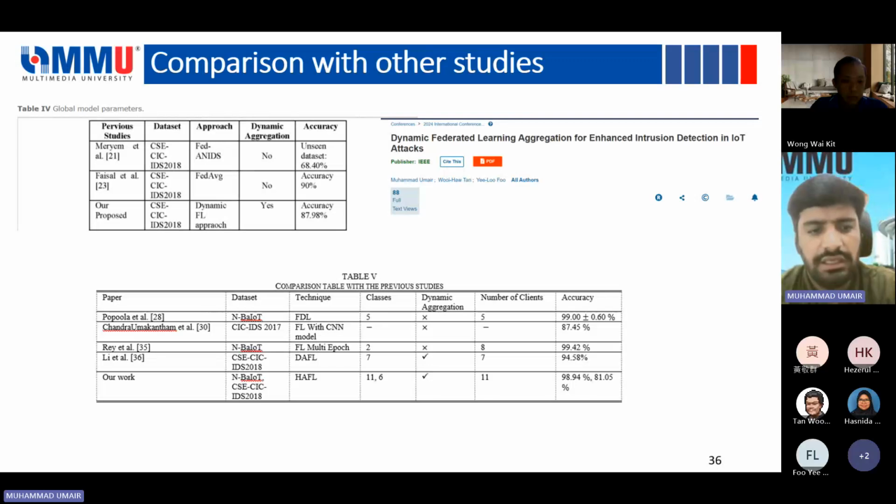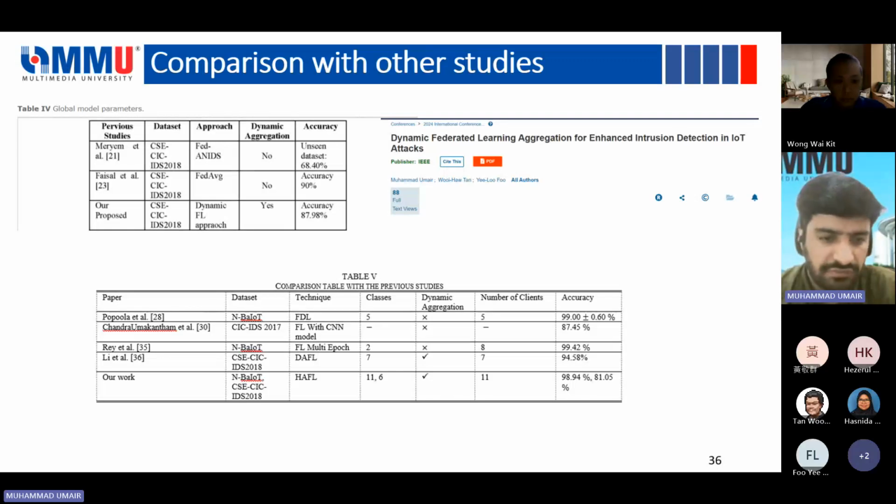Here we see that Popela et al. achieved an accuracy of 99% plus or minus 0.6 with the NB-IoT dataset. He used 5 classes, while the number of clients was kept at 5 as well. Chandra achieved 87.45%. The number of classes was not clearly defined in his paper, and the aggregation technique wasn't defined either. Ray et al. used 2 classes with the NB-IoT dataset only and achieved 99.42%. Lee et al., who proposed the concept of dynamic aggregation, achieved an accuracy of 94.58% on the CSC dataset.